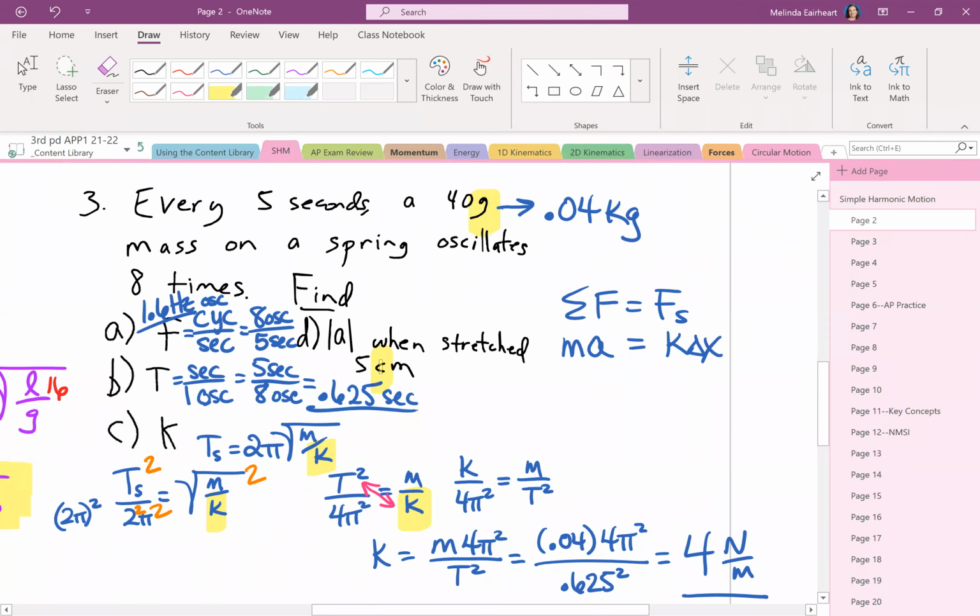5 what? Centimeters. What do we want it to be in? Meters. So centi is how many decimal places? 2. And so it would be a distance of 0.05 meters. So we know the mass, 0.04. We're solving for the acceleration. Spring constant, 4. And then the displacement, 0.05.